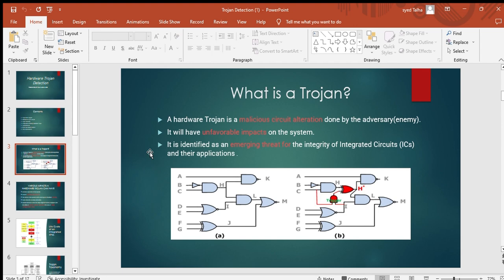So what is a Trojan? A Trojan is a malicious circuit alteration. It's just an extra circuit added in our design that may have unfavorable impacts on the system. It is a great emerging threat for the integrated circuits and their applications.